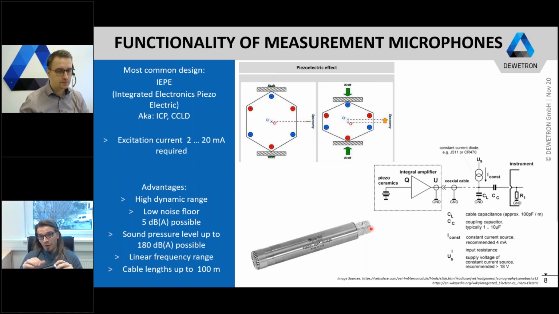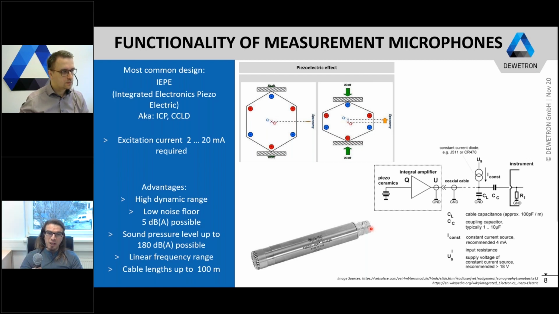On the other hand, these concert microphones don't have a linear frequency range because it is intended to have some distortions caused by the transducer itself. So this is desired for a concert microphone. But here, for measurement technologies, you don't want any distortion of the signal, so the frequency range is very linear.